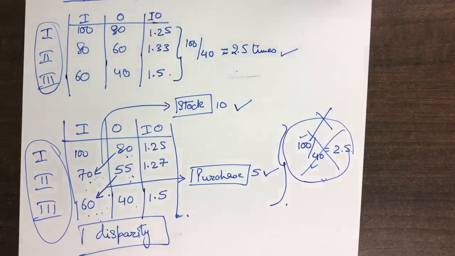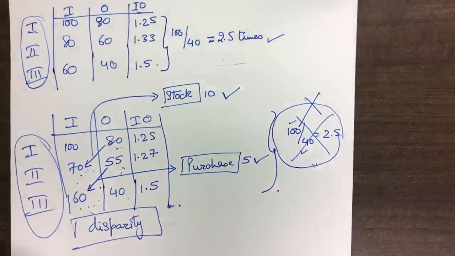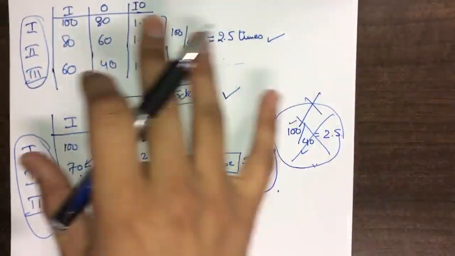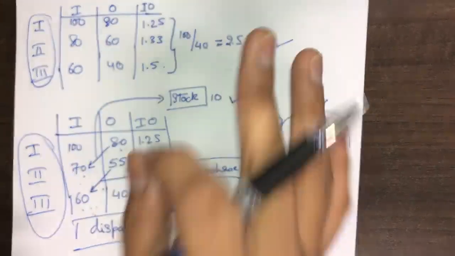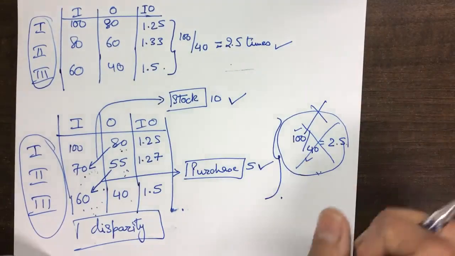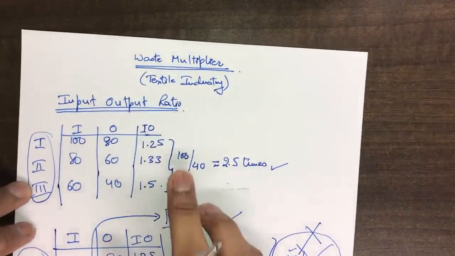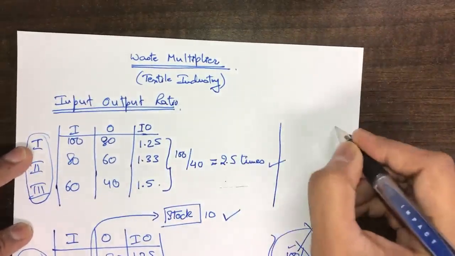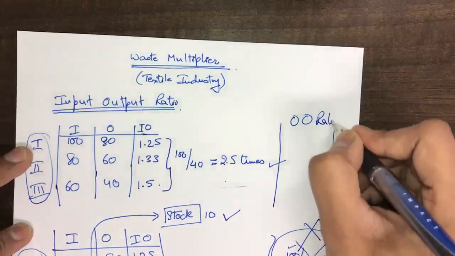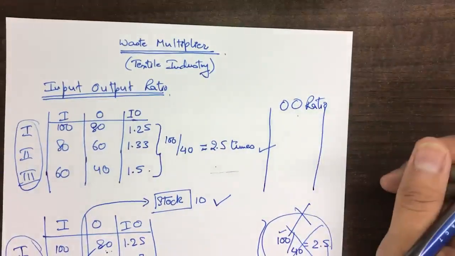Okay, sir, got it. So in a short while, I will tell you the correct procedure of computing the input output ratio for the entire process. Before that, I'm going to ask another question to you. Let's take our first example. Let me ask you, in the first example, what is the OO ratio?